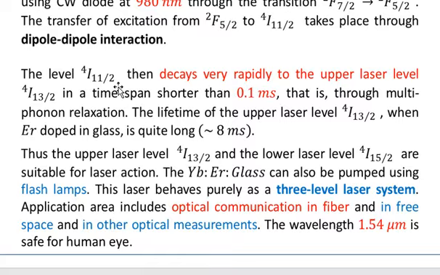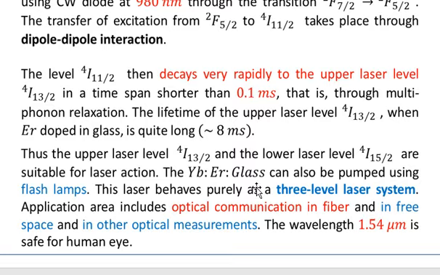So the level 4I11/2 decays very rapidly to the upper laser level 4I13/2 in a time span shorter than 0.1 millisecond, through multiphonon relaxation. The lifetime of the upper laser level 4I13/2, when erbium is doped in glass, is quite long, of the order of 8 milliseconds. Thus the upper laser level 4I13/2 and the lower laser level 4I15/2 are suitable for laser action.